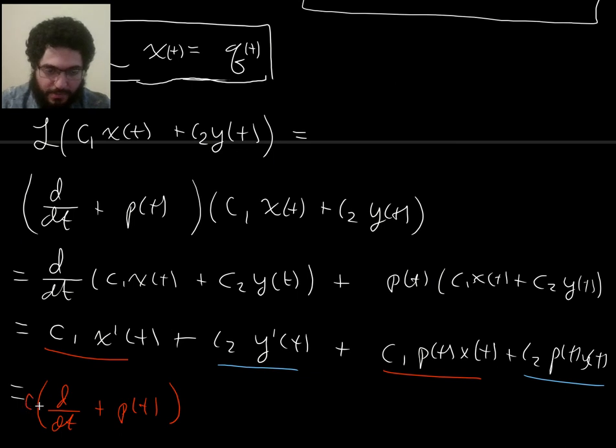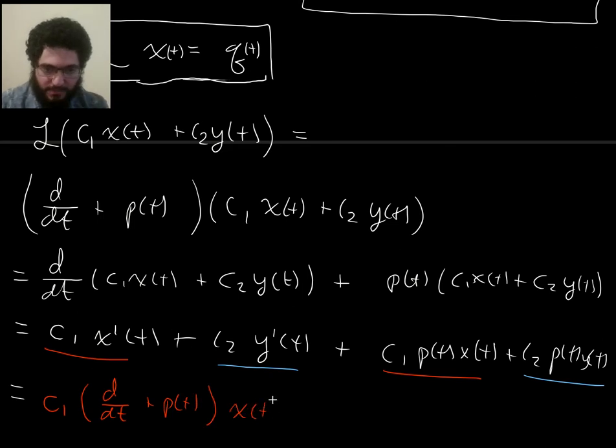actually I want to pull out the c1. c1 times d dt plus p of t applied to x of t. And then the blue grouping is c2 d dt plus p of t applied to y of t.